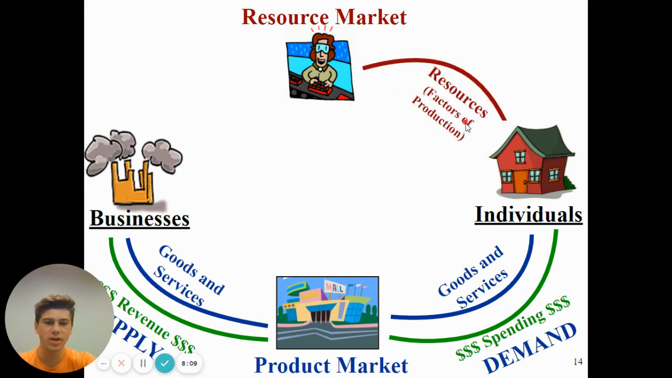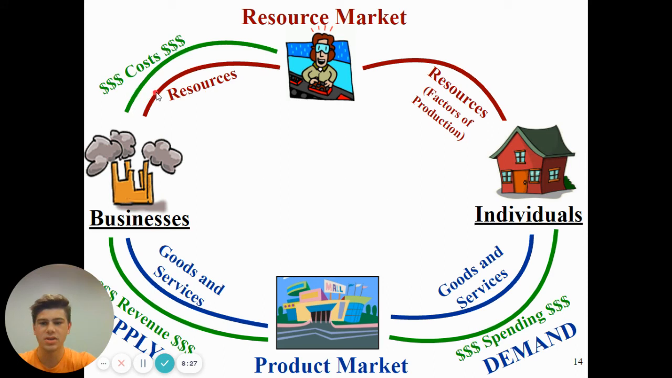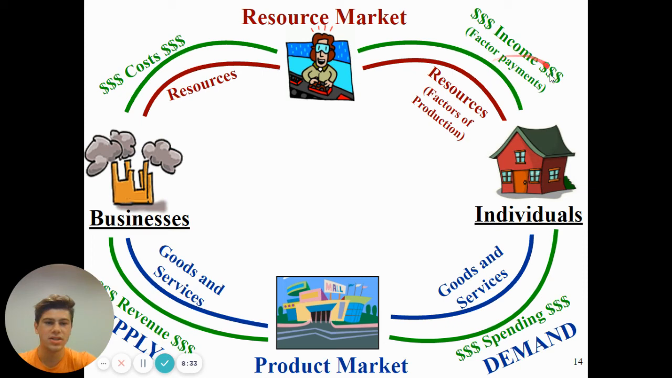Moving up to the resource market, resources like the factors of production, such as land, labor, capital, and entrepreneurship, are being provided by the individuals in the resource market, and the businesses are using those resources that the individuals are providing. Therefore, the businesses are going to have to pay that cost, and that cost is then income to the individuals. Therefore, the individuals in the resource market are supplying the resources, and the businesses demand those resources supplied by individuals.